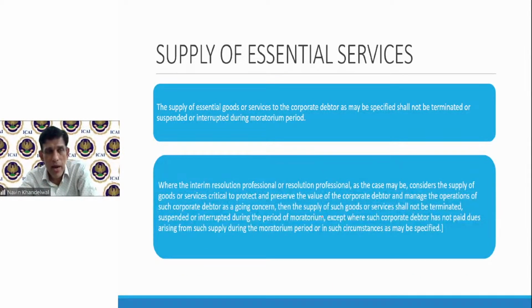Then electricity supply and water supply will not be stopped only because you have been admitted into insolvency. Essential goods will continue to be supplied to you by whichever department supplies them. They cannot stop those services, except if the corporate debtor stops paying the amount for the period after the commencement of insolvency. Then it is the duty of the company to pay that amount, but not for any past use.